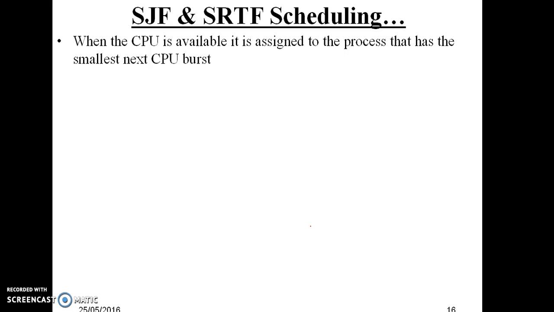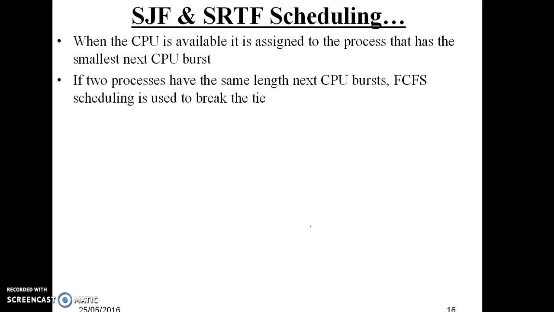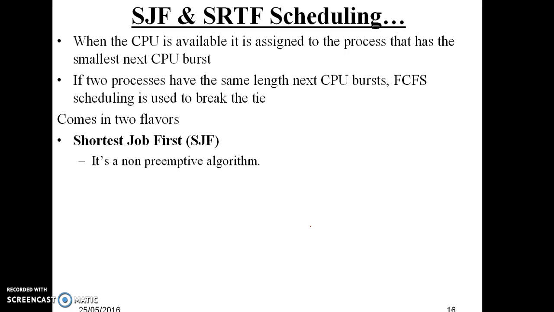Now the second is SJF and SRTF. SRTF means shortest remaining time first scheduling. When the CPU is available, it is assigned to the process that has the smallest next CPU burst in case of SJF. If two processes have the same CPU time required, the FCFS scheduling algorithm is used.